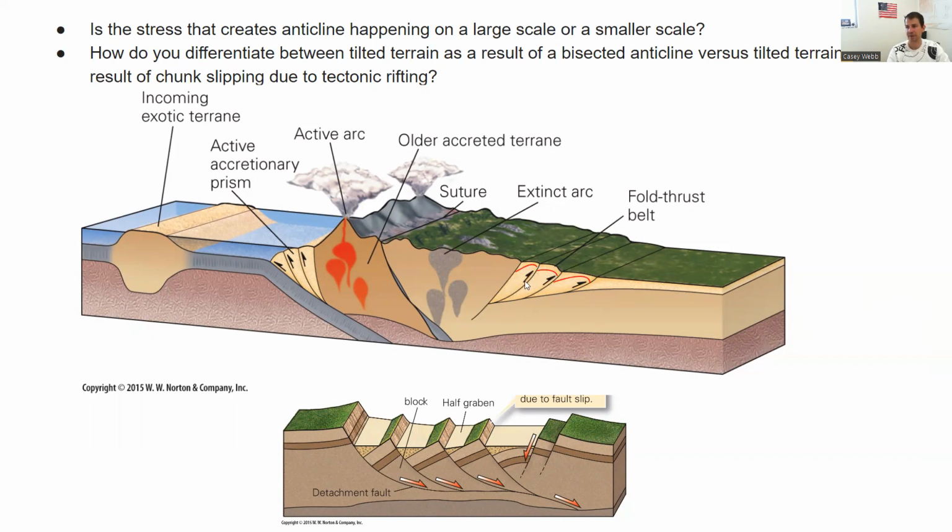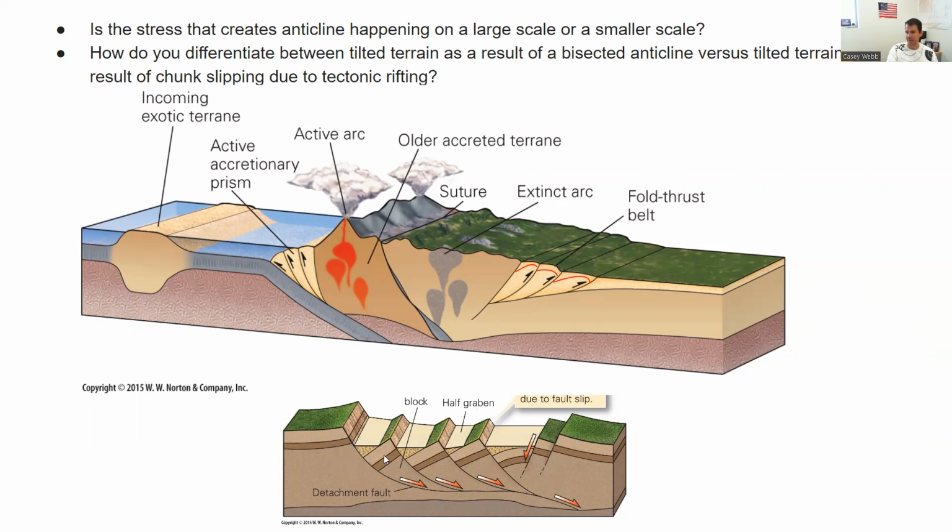All right, so I love this next question. How do you differentiate between tilted terrain as a result of a bisected anticline versus tilted terrain as a result of a chunk slipping due to tectonic rifting? So basically, if you see rock layers that are tilted, how do you know if it's the result of compression and an anticlinal or synclinal feature, or just tilting from rifting? So in class, I gave you this example.